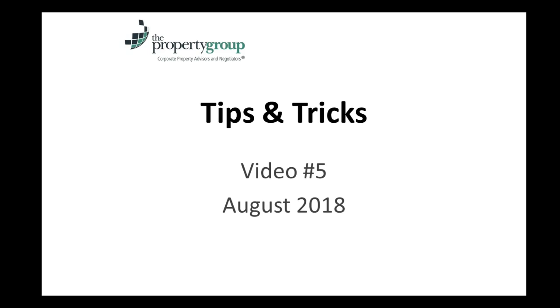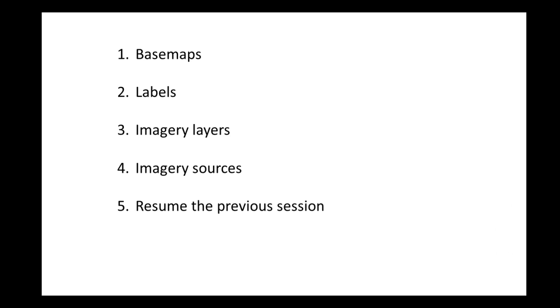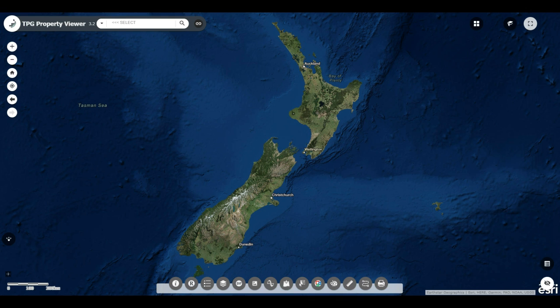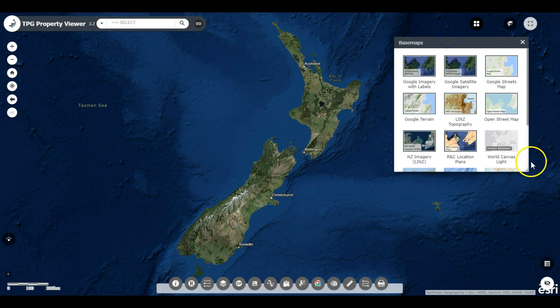Welcome. This video will show you how to work with the different base maps provided in the TPG Property Viewer, along with the additional imagery and labeling layers that can be turned on and off dynamically. You will also see how you can resume your previous session when restarting or refreshing the application in your internet browser page.